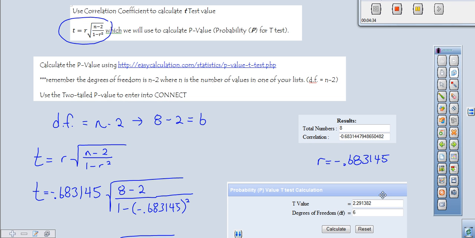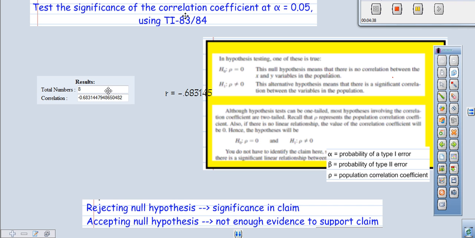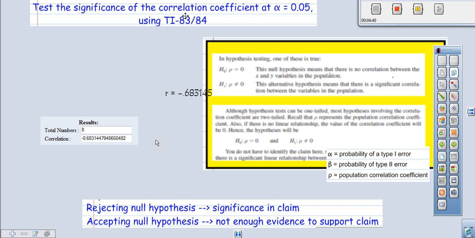When I found those calculations, here it is. I got these results. It told me that my correlation coefficient is negative 0.6831 and so on. For the sake of these problems, for calculation purposes, I'm going to ask that you always round your answers to 6 decimal places when you're doing your calculations.